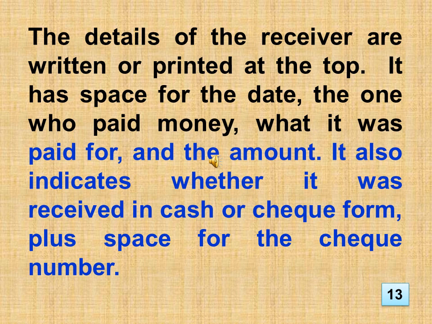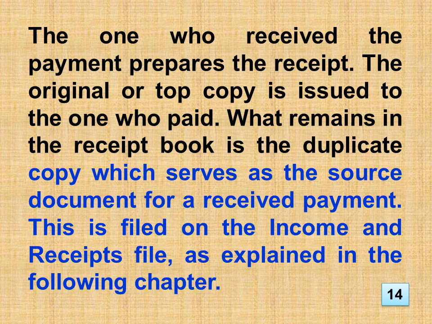The details of the receiver are written or printed at the top. It has space for the date, the one who paid money, what it was paid for, and the amount. It also indicates whether it was received in cash or check form, plus space for the check number. The one who received the payment prepares the receipt. The original or top copy is issued to the one who paid. What remains in the receipt book is the duplicate copy, which serves as the source document for received payment. This is filed on the Income and Receipts file, as explained in the following chapter.